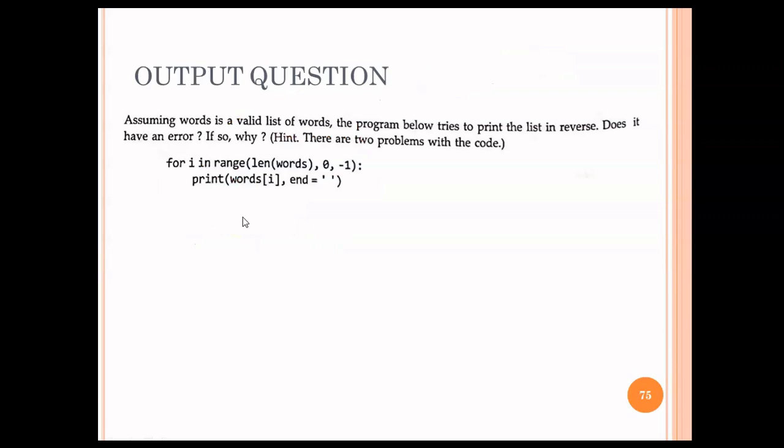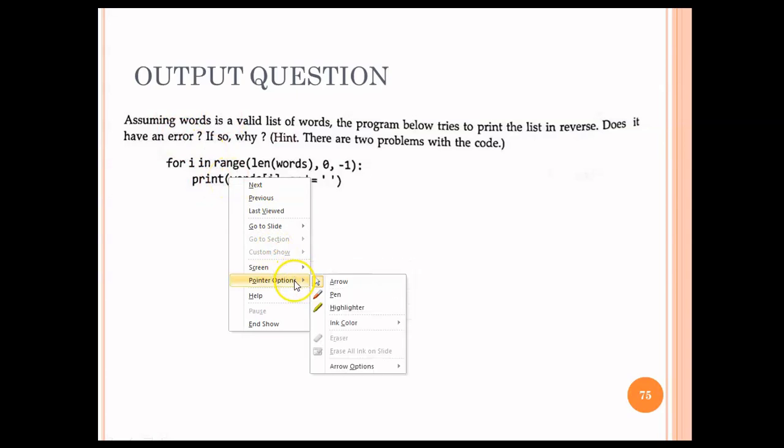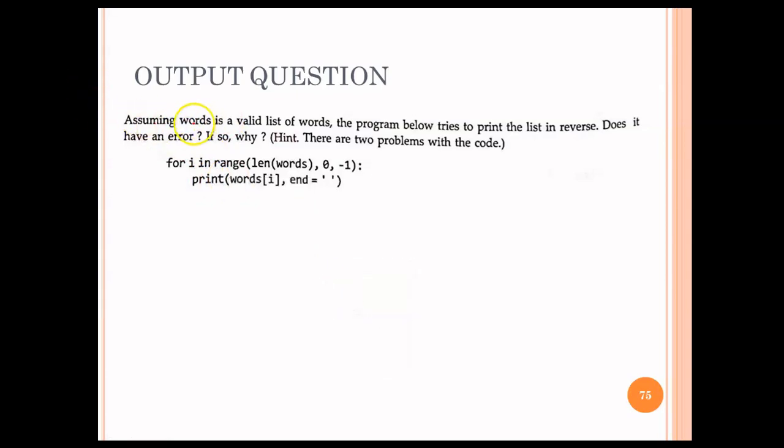Now moving to the next one, assuming words is a valid list of words, the program below tries to print the list in reverse order. Does it have an error? If so, why? Hint, there are 2 problems with the code. So 2 errors are there. Let us check what all are the errors given here. So first thing is for i in range, and we have the length of words. So words is the name of the list. You can see it is given here. Words is the valid list of words, which is correct only.